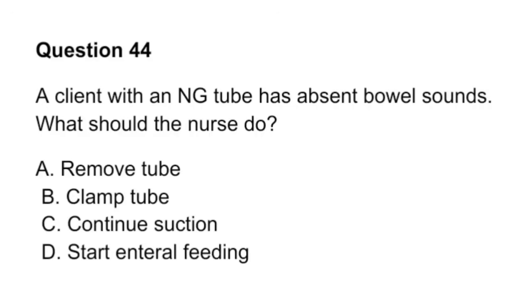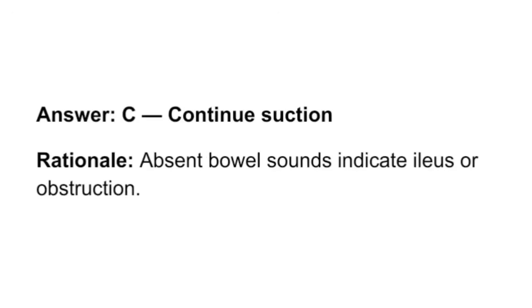Question 44. A client with an NG tube has absent bowel sounds. What should the nurse do? A. Remove tube. B. Clamp tube. C. Continue suction. D. Start enteral feeding. Answer C. Continue suction. Rationale: absent bowel sounds indicate ileus or obstruction.